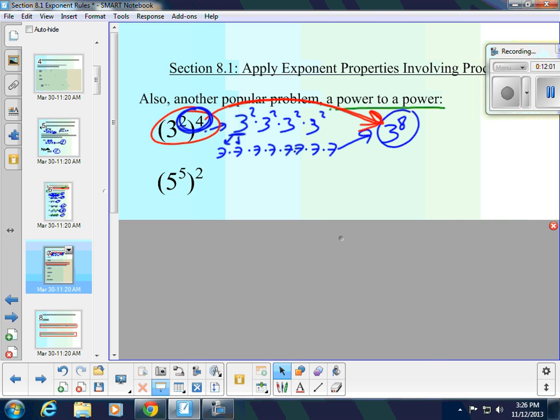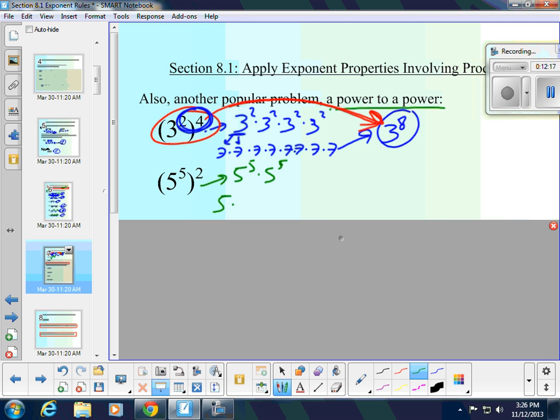I'll show it again with this next one. So again, breaking it apart and showing you why it works. 5 to the 5th squared. Well, 5 to the 5th squared would be like 5 to the 5th times itself. So 5 to the 5th twice.